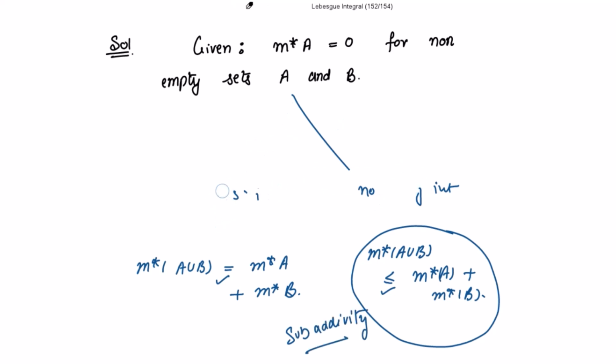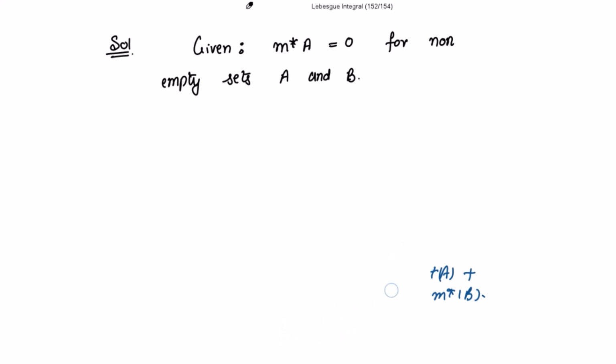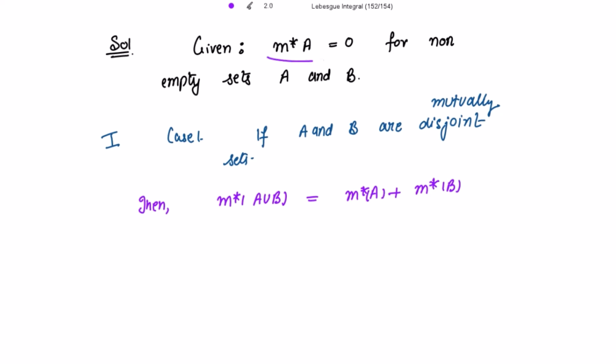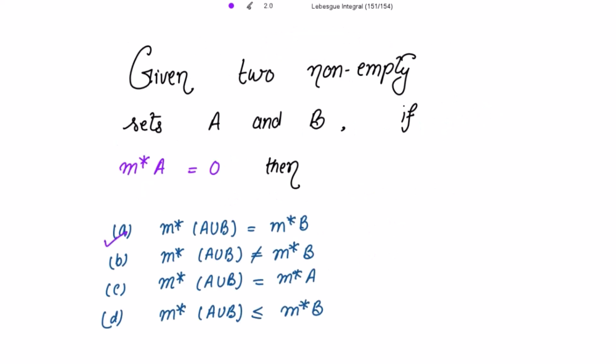We need to take the two cases for the disjoint and non-disjoint sets and then check the options. The first case: if A and B are disjoint or mutually disjoint sets, the measure of the union of A and B is always equal to the measure of A plus the measure of B. It is given that measure of A is 0. So we write here 0 plus the measure of B. That is, we are getting the measure of their union to be equal to the measure of B. So option A is correct.